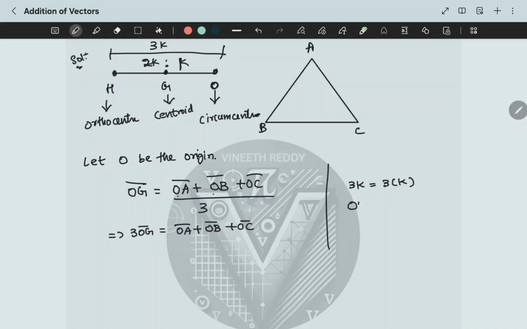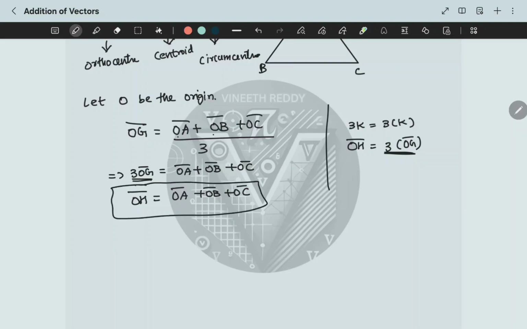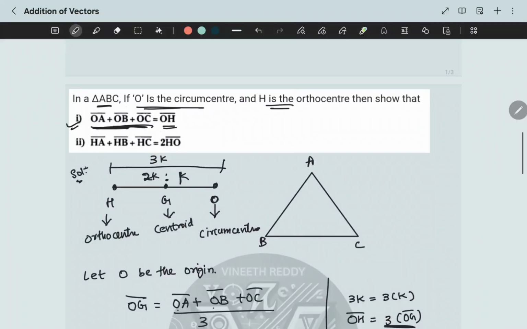Now can we say 3k is nothing but the OH vector magnitude, which will be equal to 3 times OG. I hope you understood this. The entire length of OH is thrice the length of OG. Yes or no? So instead of 3 OG here, we can write OH vector. That's it, dear students. OA vector plus OB vector plus OC vector is nothing but equal to OH vector. So the first part is proved. It is as simple as that.